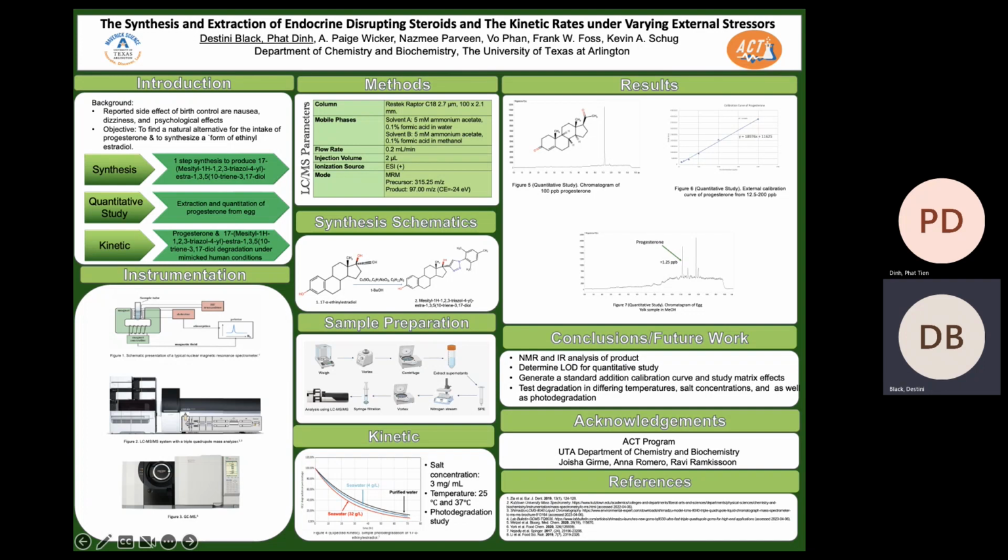We were looking at birth control and saw that the two main components, which are progesterone and ethinyl estradiol, have negative side effects such as nausea, dizziness, and psychological effects that users have reported. So, what we wanted to do was find a natural alternative for the intake of progesterone and to synthesize a form of ethinyl estradiol that produced a birth control that was still strong enough to be effective in fighting pregnancy, yet weak enough to where it lessened the negative side effects the user experienced.